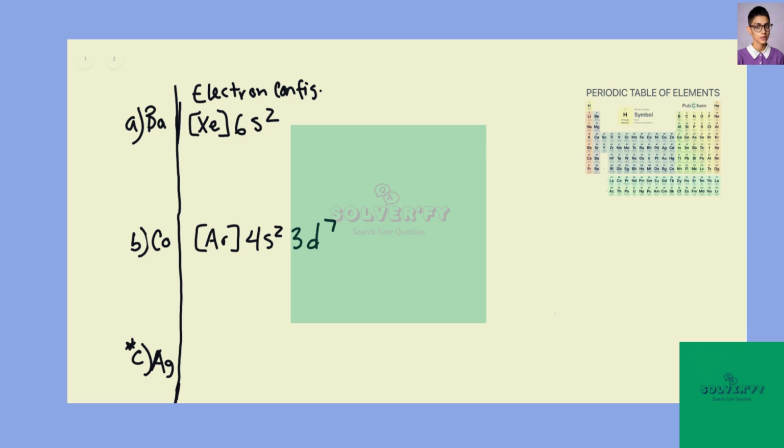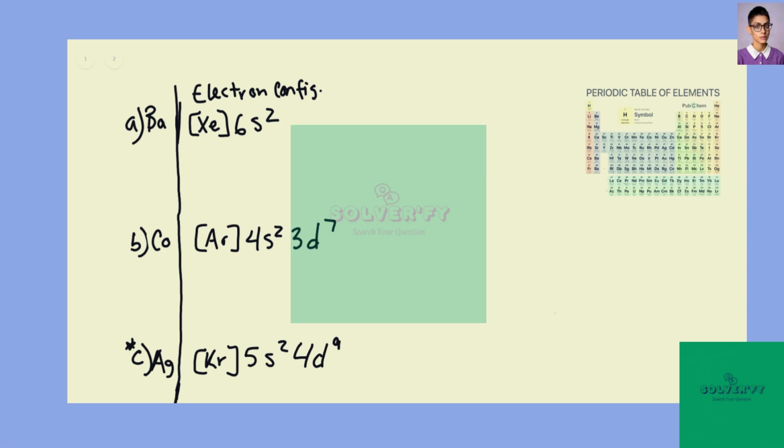So going back and writing out the electron configuration, the last noble gas for silver is actually krypton. And then from there, we have 5s2, and then 4d9. Now that's how, according to the rules, we know it would be written, okay?